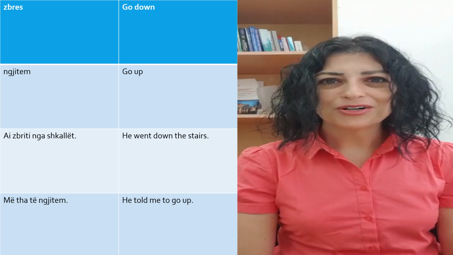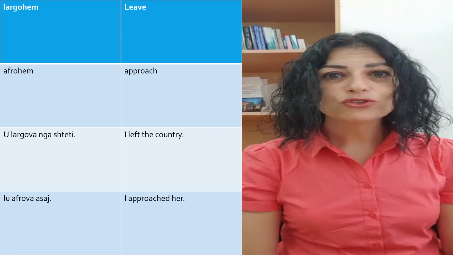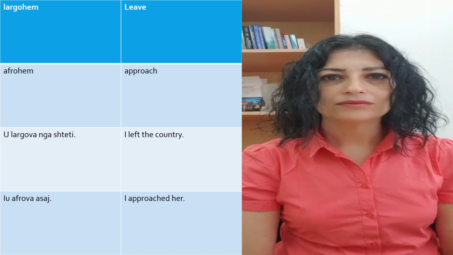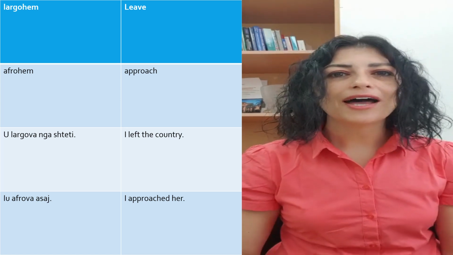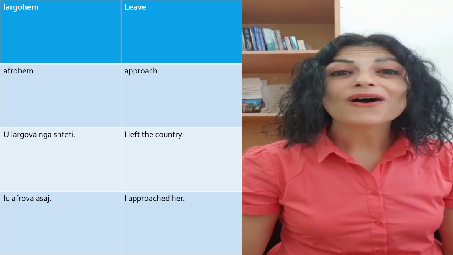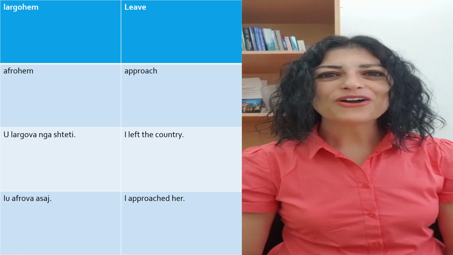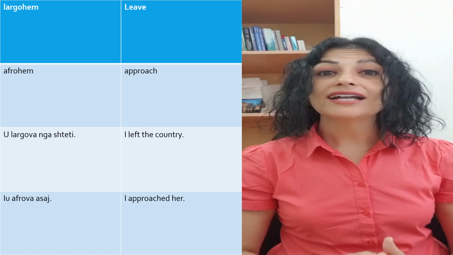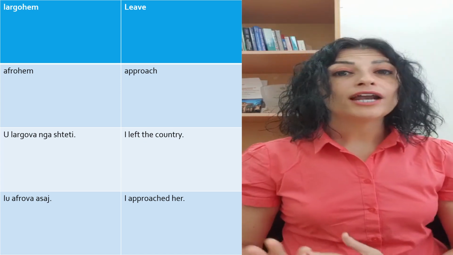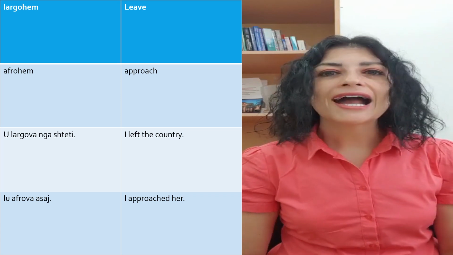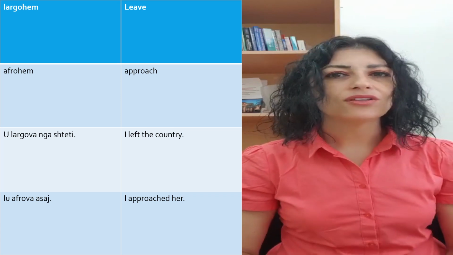Let's see two more verbs. Here we have two more verbs. The first one is largohem. Largohem. To leave. Afrohem. Afrohem. To approach. So let's see an example. U largova nga shteti. U largova nga shteti. I left the country.